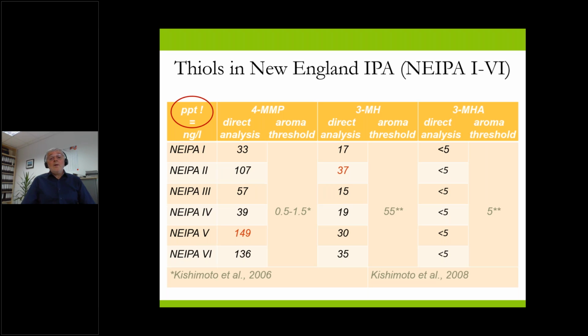With regard to the 3-MH, the highest concentration detected in these beers was 37 nanogram per liter, whereas the aroma threshold is higher. And with regard to 3-MHA, it was not detectable in any of the beers. So conclusion for me is that 4-MMP seems to be the most important thiol in dry hop beers.